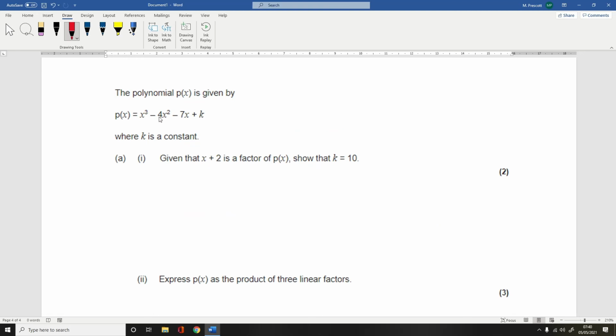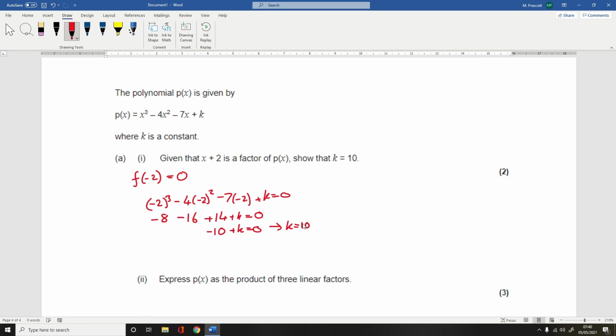Okay, and let's look at our final question. We've got a polynomial again, k is a constant. Given this is a factor, show that k equals 10. So we know by now we need to substitute in minus 2 and set it equal to 0 because it is a factor. So minus 2 cubed, minus 4 lots of minus 2 squared, minus 7 lots of minus 2 plus k equals 0, and then obviously work this out. So that would be minus 8 minus 16 plus 14 plus k is 0, so that's minus 10 plus k equals 0, and that tells us, yeah, that k equals 10.